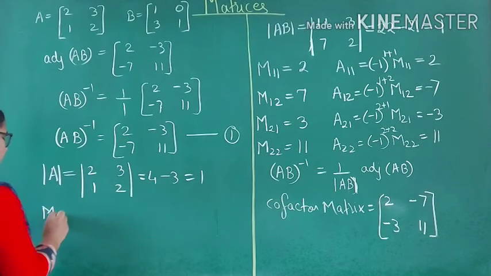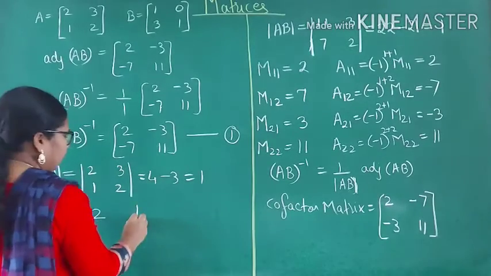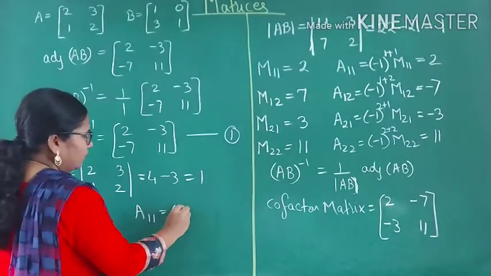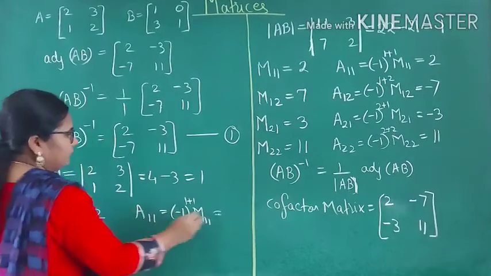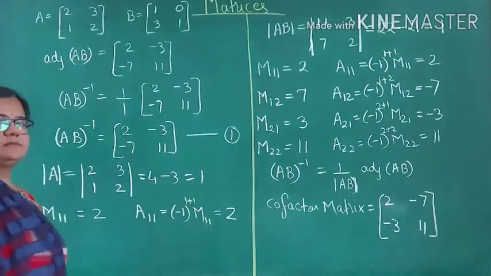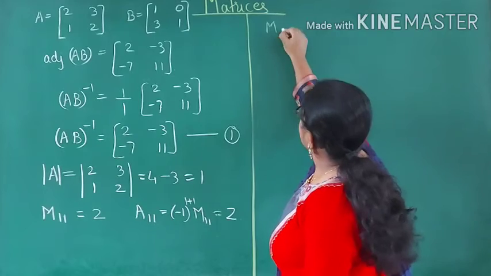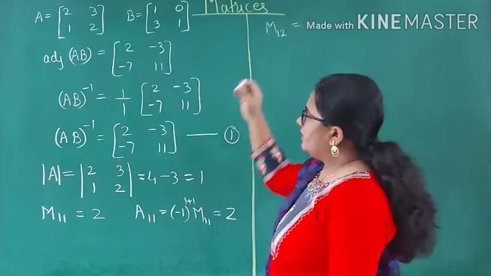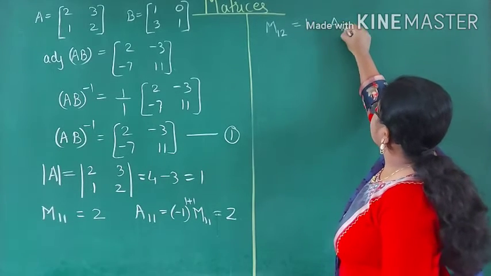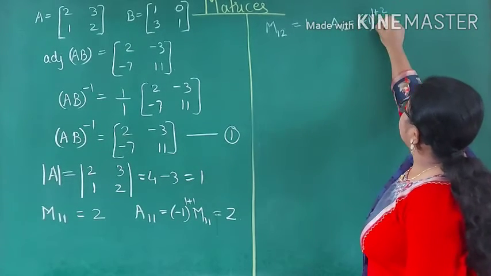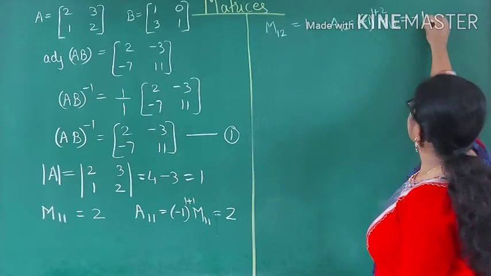So M11 will be equal to, eliminate first row, first column, element is 2. Then A11 will be equal to minus 1 to the power 1 plus 1 into M11. That is, it will remain same, even power. So first minor we have found out. Let us continue. M12 means you have to eliminate first row, second column, which is equal to 1. Cofactor will be minus 1 to the power 1 plus 2 into M12. 1 plus 2 odd power, minus 1 into 1 is minus 1.